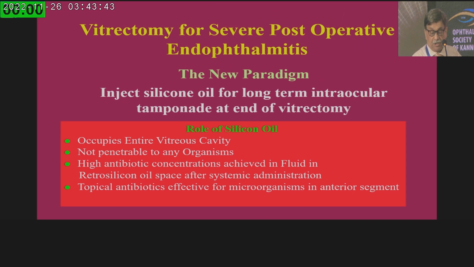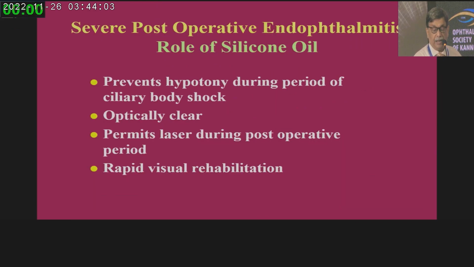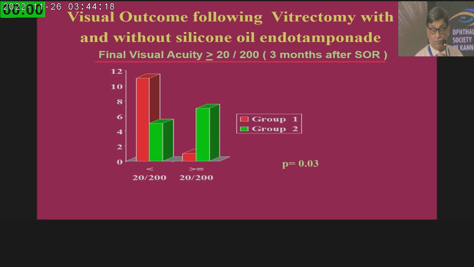High antibiotic concentrations are achieved in the fluid in the retrosilicone space after systemic administration. Here comes the role of newer antibiotics, which anyway have better penetration, and in the presence of silicone oil, they are adequate to eradicate many, many organisms. And the topical antibiotics in this situation will be adequate to take care of the anterior segment infection. At the same time, it is also optically clear. If there's some break, you can laser, rapid visual rehabilitation is there, and it prevents hypotony too.